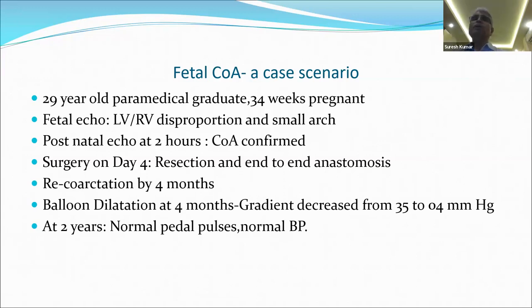On day 4, we did surgery, a resection and end-to-end anastomosis. Nearly 1 in 4 children who undergo that type of surgery could present with recoarctation after the first few months of life, and this baby surely did. So I did a balloon dilatation at 4 months, with which the gradient decreased from 35 to 4. And now the baby has been under follow-up for 2 years. It's doing quite well.